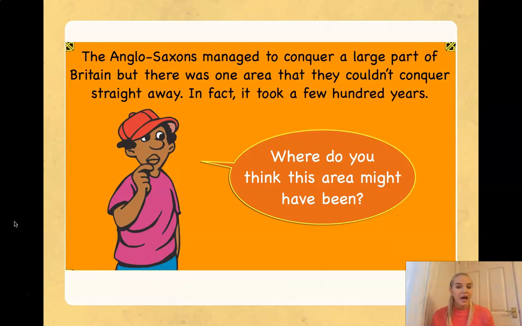Now we know that the Anglo-Saxons, like the Romans, managed to conquer a large area of Britain, but there was one area that they couldn't conquer straight away. In fact, it took many, many years, hundreds of years. Do you think you can have a go at thinking where this area might have been where they couldn't conquer?